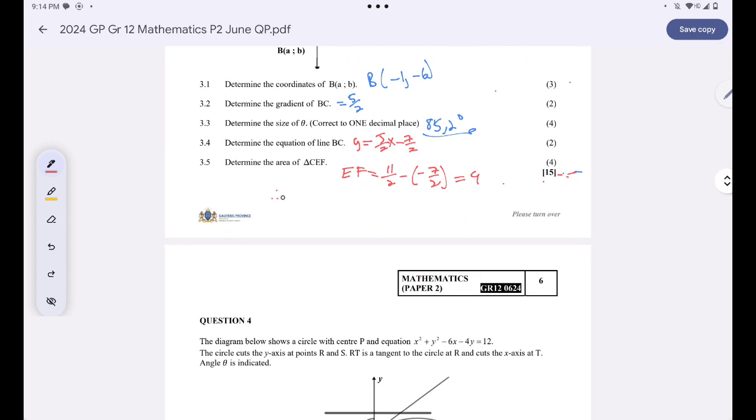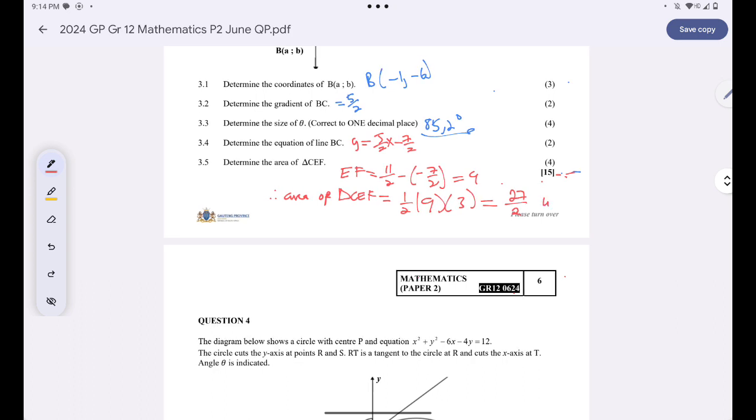So therefore, the area of triangle CEF is equal to 1 over 2 multiplied by the base, which is 9 units, and the height, which is 3 units. So the area will be just 27 over 2 units squared.